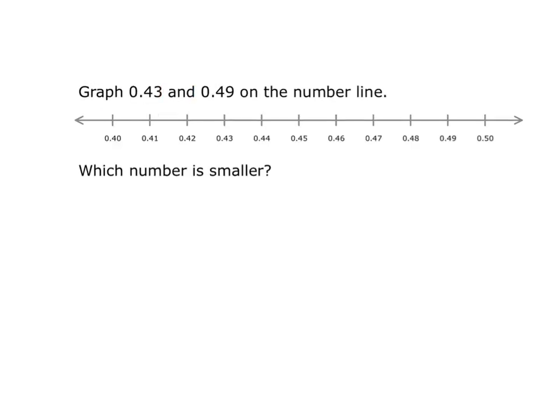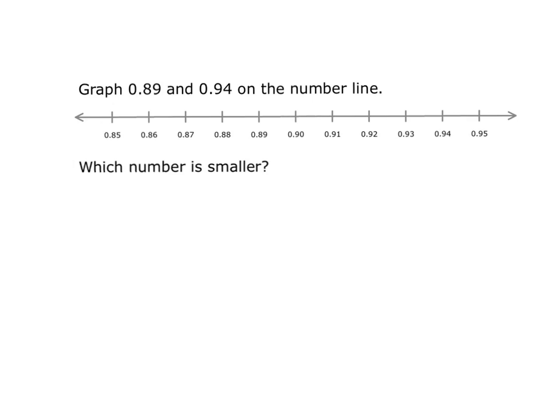In this example, we're now looking at hundredths. It says graph 0.43 and 0.49 on the number line. Which number is smaller? Let's start by graphing these two numbers, 0.43 and 0.49. And as you can see, the 0.49 is further down the number line, making it the larger of the two. So, which number is smaller is 0.43.